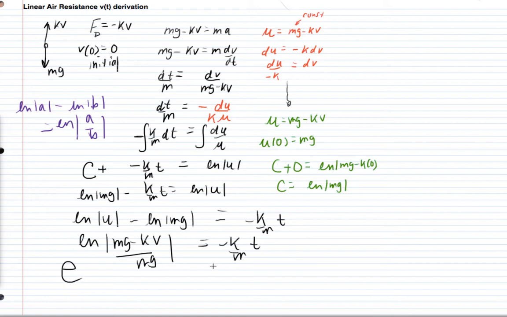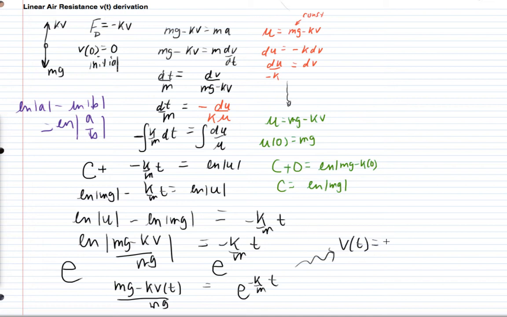Finally, we're going to take e to the both sides, and that's going to give us mg minus kv of t over mg equals e to the negative k over m t. When we actually do the algebra, there's a couple of steps that I want you to do on your own. You're going to get that v of t equals mg over k, 1 minus e to the negative kt over m. Couple things. Notice that as t goes to infinity, v goes to mg over k, which is terminal velocity.